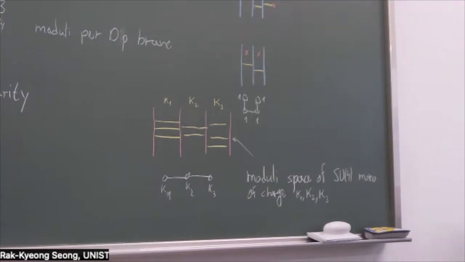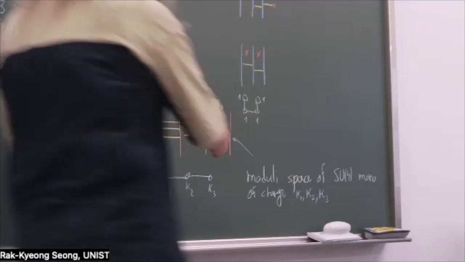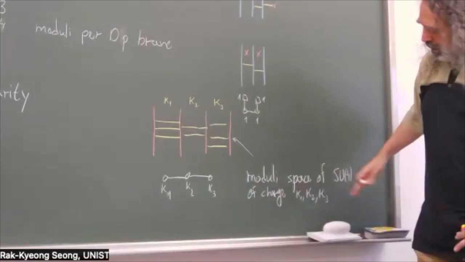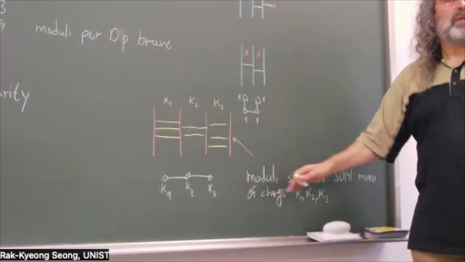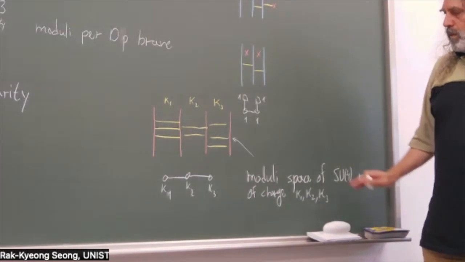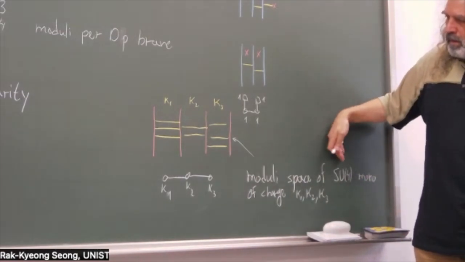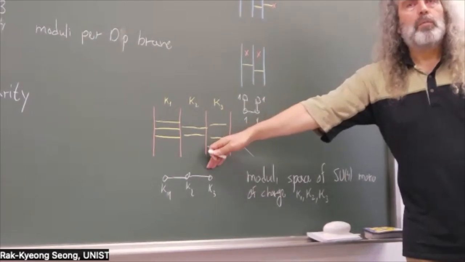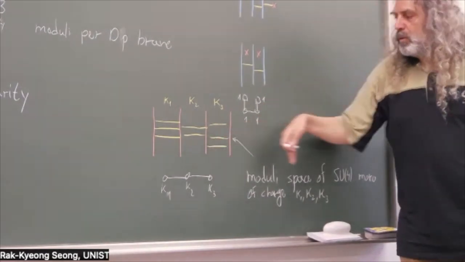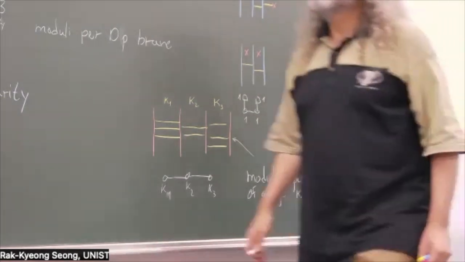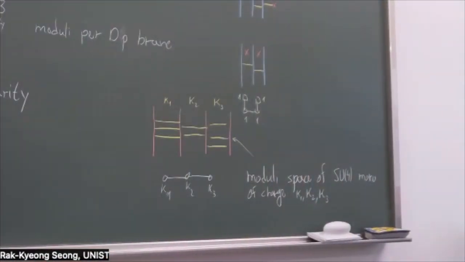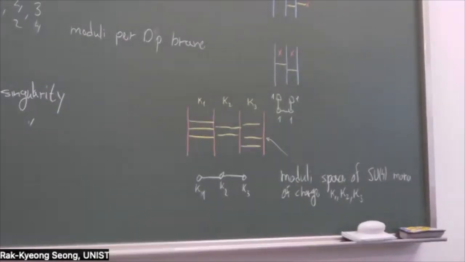And then I could map, right? So the Coulomb branch of such a system, the Coulomb branch of this quiver, is the moduli space of SU(4) monopoles with charges K1, K2, K3. So if I know anything about this side, I could talk about the Coulomb branch, and if I know anything about the Coulomb branch, I can talk about the moduli space. More questions? So now I'm going to begin to erase.